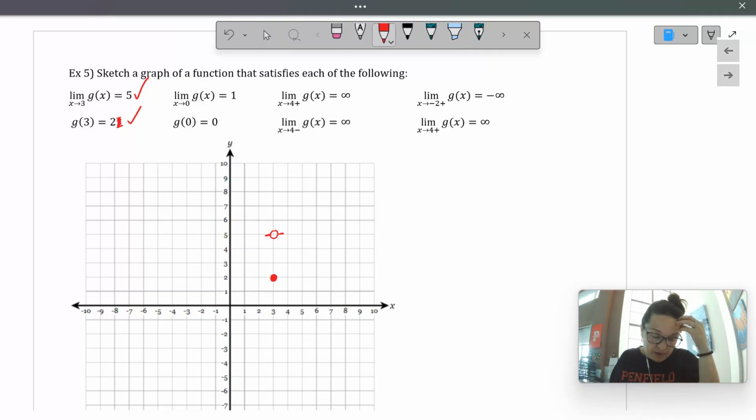Okay, done. As x approaches 0, the limit for g goes to 1, but g of 0 is 0. Okay?